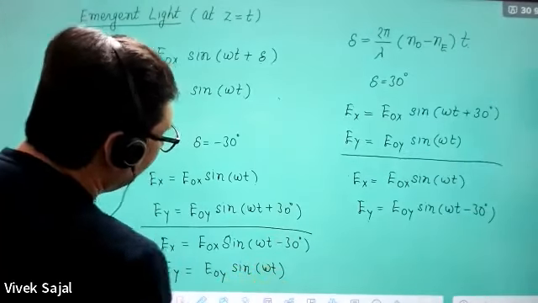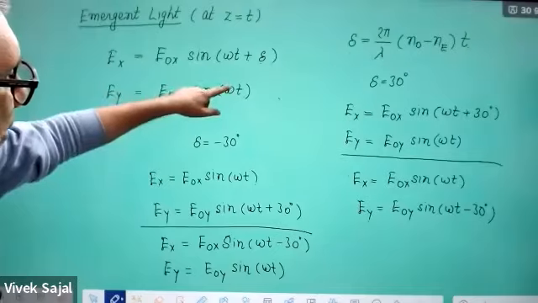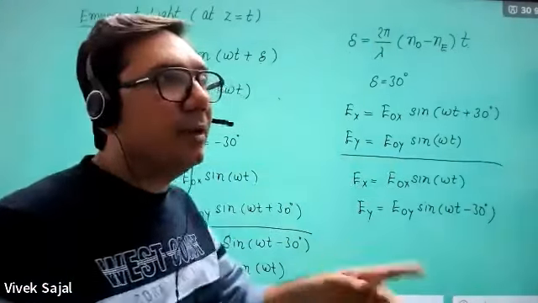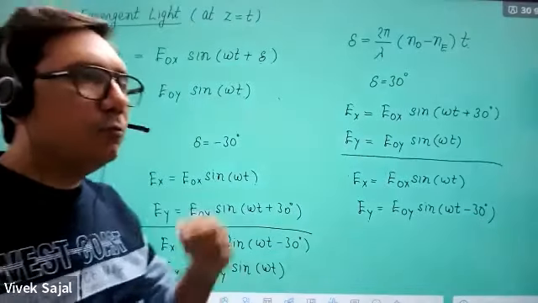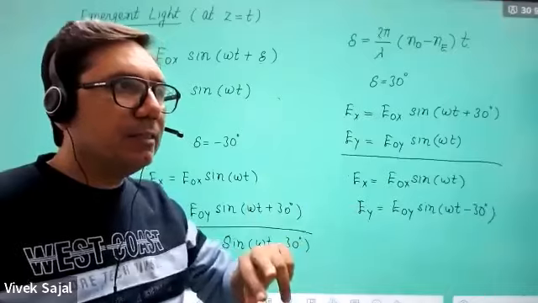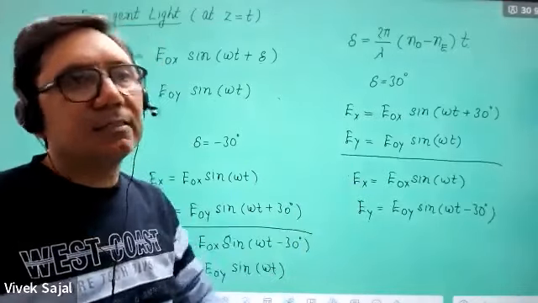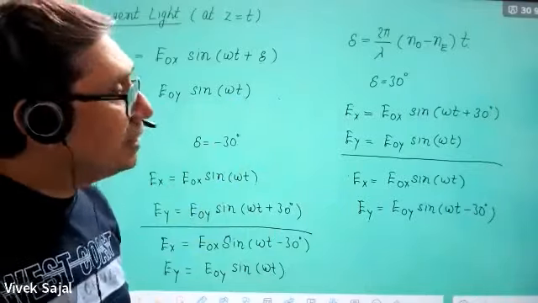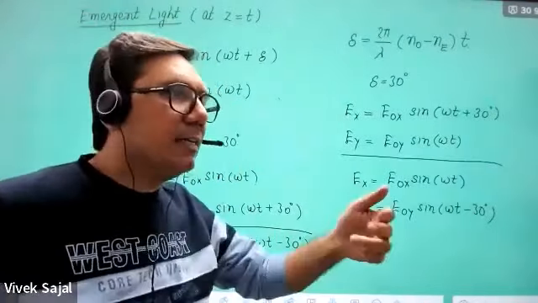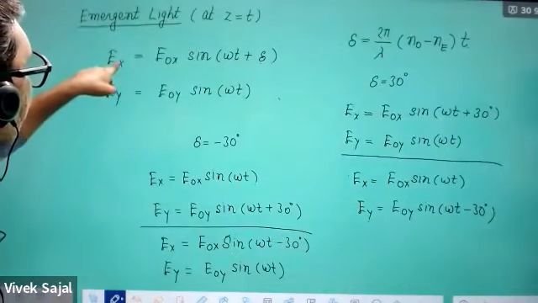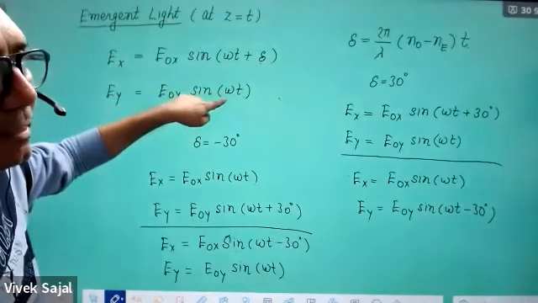So basically, if you are introducing delta here, it is going to serve this purpose as well as this purpose. It depends upon who is moving faster. So the phase difference between these two is 30 degree or minus 30 degree. One is representing that this is moving ahead and this is lagging behind.